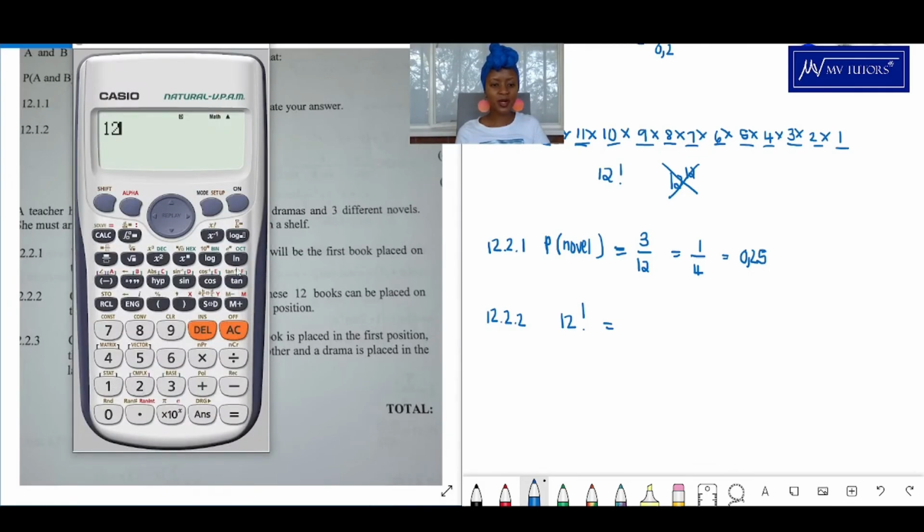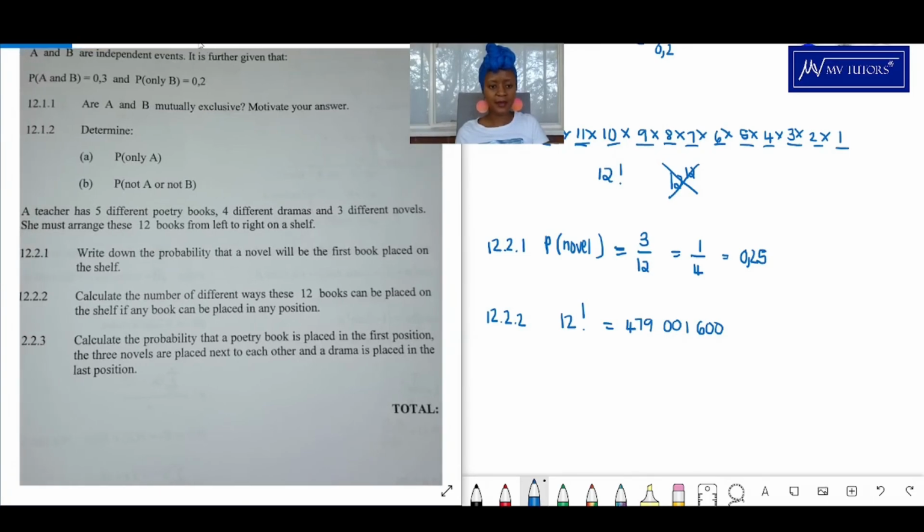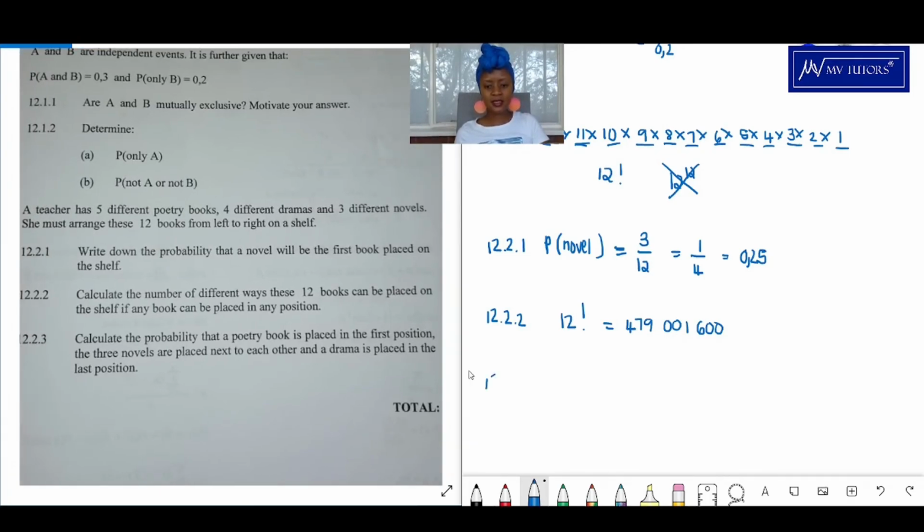Okay, so we have 12, shift factorial. And that would be 479 million, and 1,600. Okay, so that is that. How many marks for that one? 2 marks.